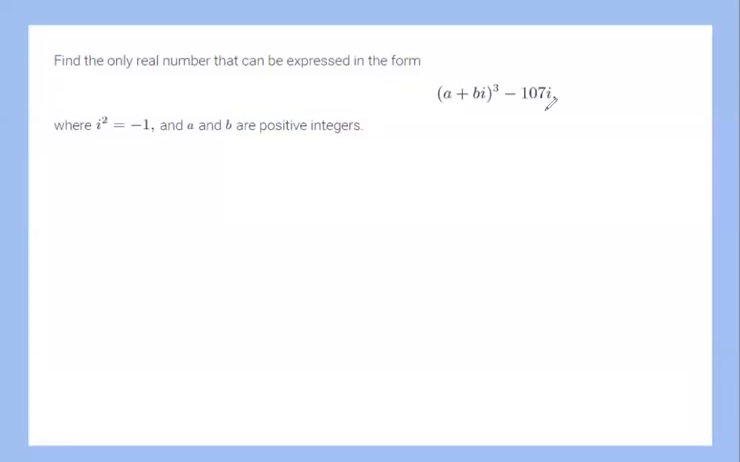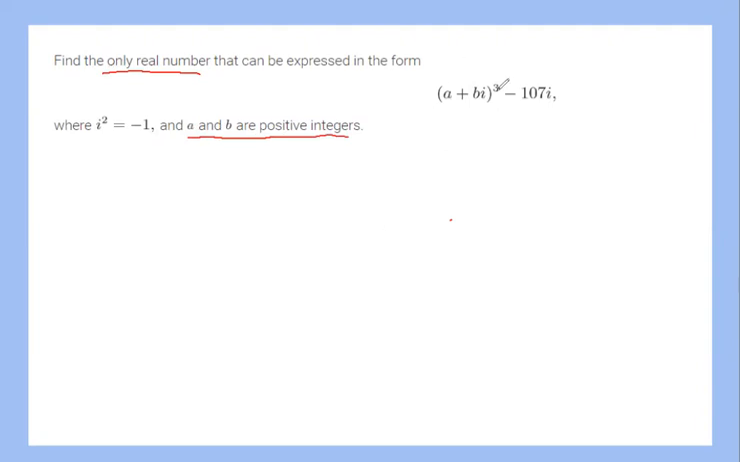So we have another AIME problem. This is number 3. The question says: find the only real number that can be expressed in this form, where i squared is -1, which is our imaginary number, and a and b are positive integers. So this is another key piece of information.